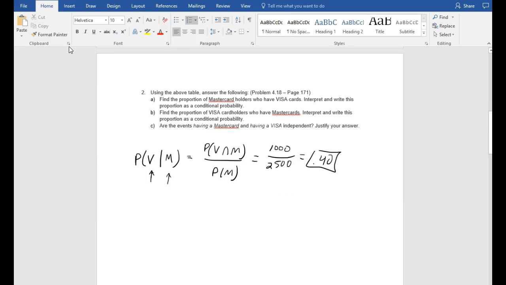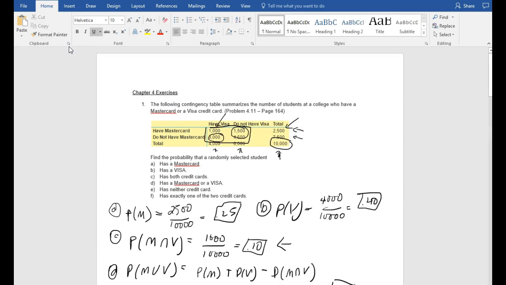So essentially we would be disregarding everything else in the table that doesn't have anything to do with MasterCard. Once we say given M, that's what we can do with the whole table, right? We would just be looking at that top line. So our total is 2,500, and the people that have a Visa are 1,000. And that's it.